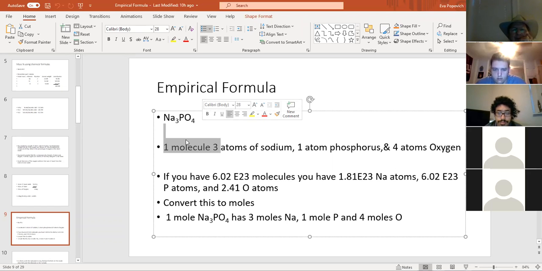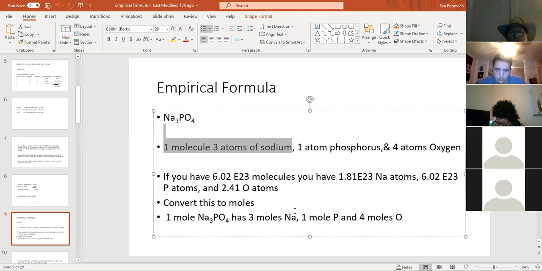Good. Okay, so I've got this number of sodiums, that number of phosphoruses, and that number of oxygens. But this number is 1 mole's worth. So in effect, if I have 1 mole of sodium phosphate, I have 3 moles of sodium, 1 mole of phosphorus, and 4 moles of oxygen. Or my ratio is 3 sodium to 1 phosphorus to 4 oxygen. Does that make sense to everybody?